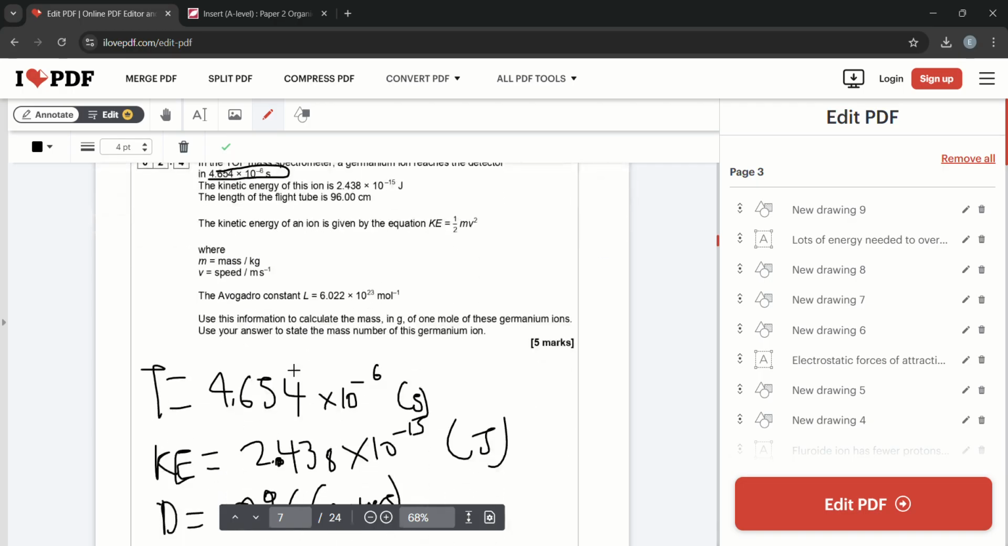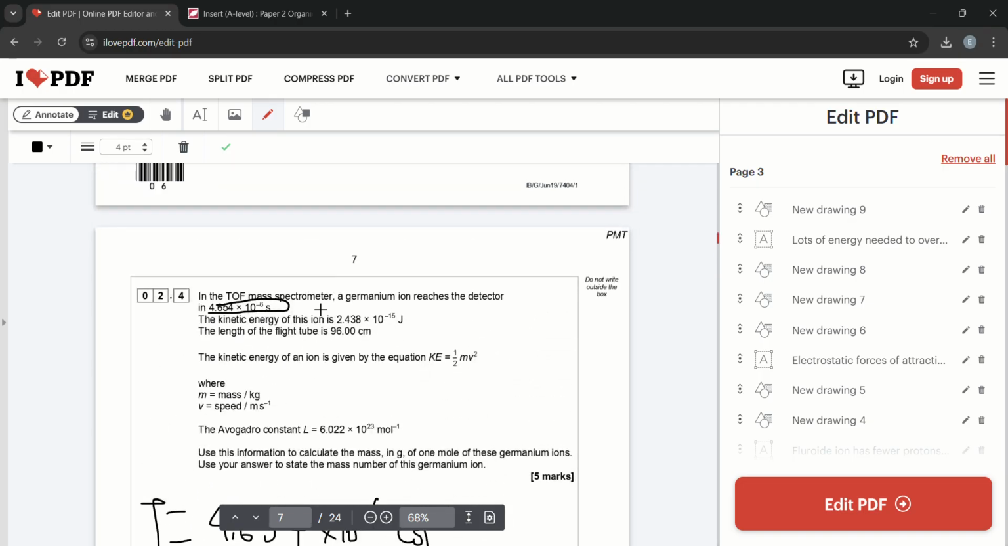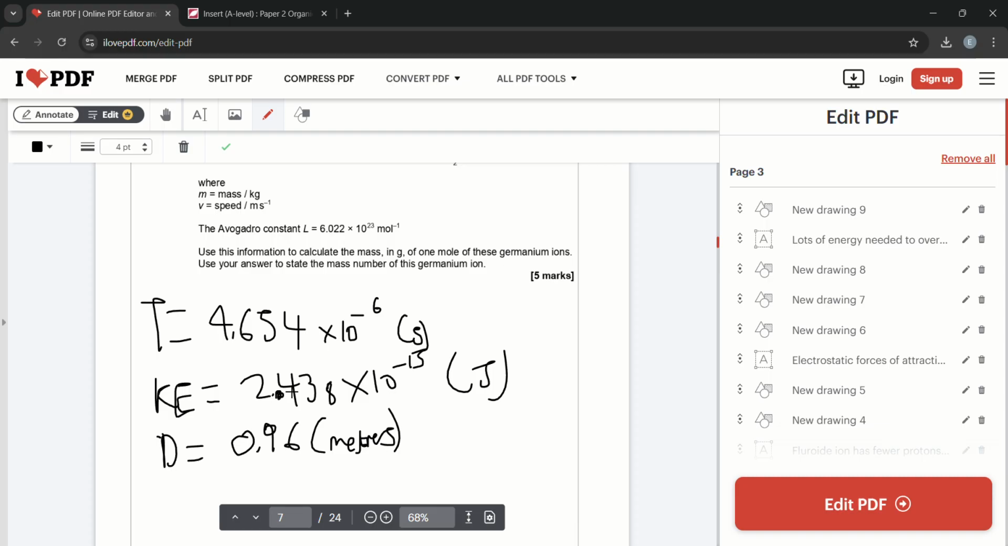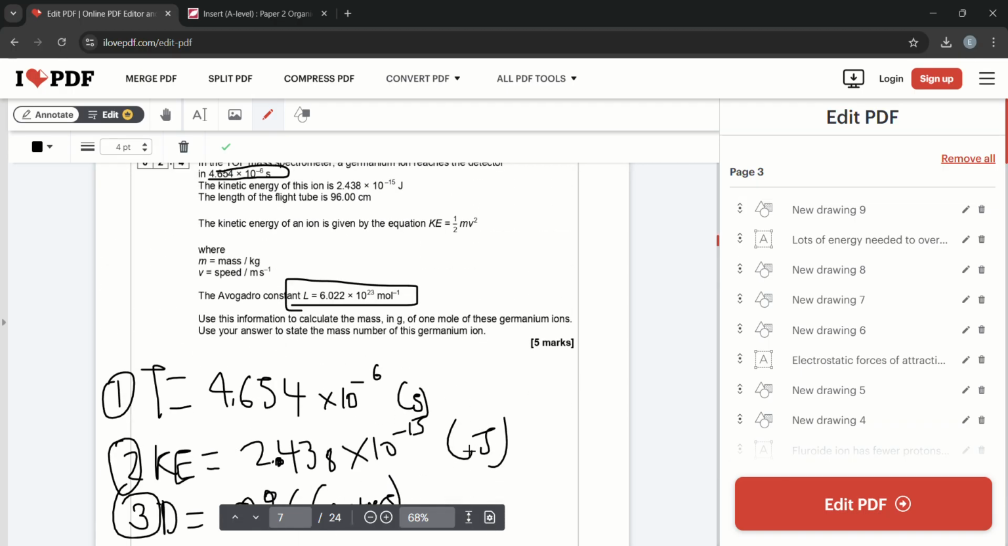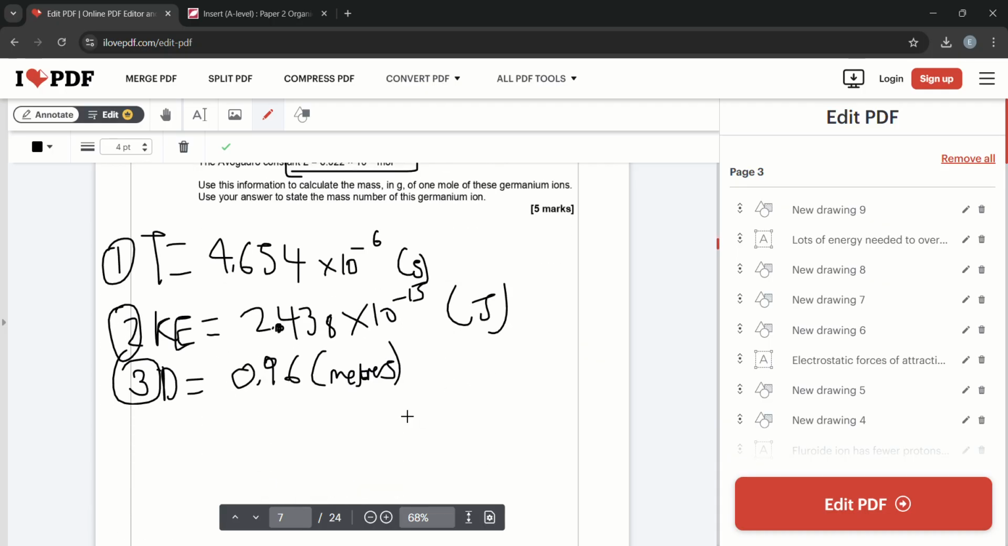So now what this means is that I no longer have to read through the question again. I've already got the information plotted for me. And we also know Avogadro's constant is that. Okay. We want to calculate the mass in grams of 1 mole of these germanium ions. So how do we do this? Well, what we can do first is find the velocity.